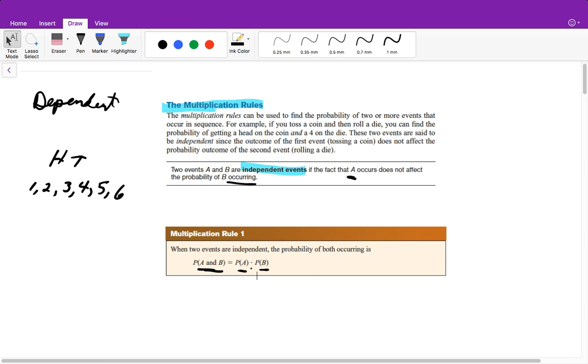So when we're going through, we need to ask ourselves, does the first event affect the other? Or, will the first event change the probability, the odds, of the second event happening? That's one of the ways you can ask as well. Or are they independent? Do they have no bearing on each other whatsoever? Flipping a coin and rolling a die, they don't affect each other. And when they don't, you just simply multiply the two together.